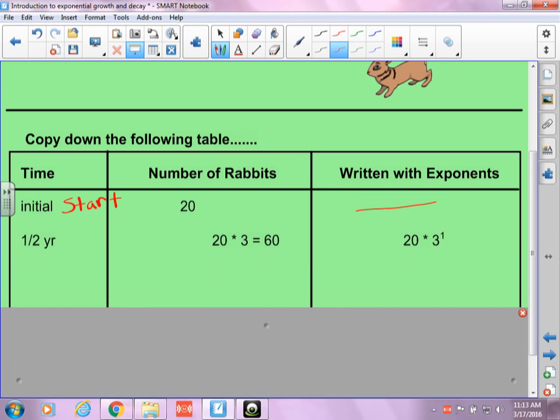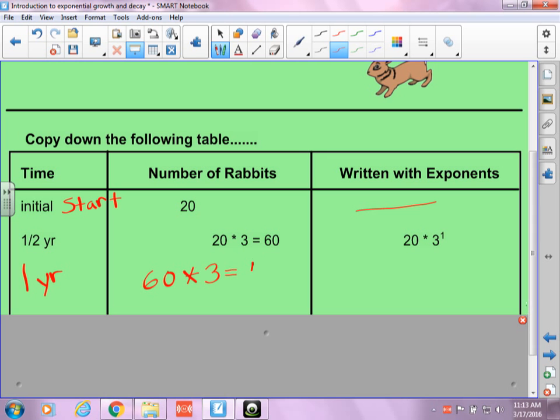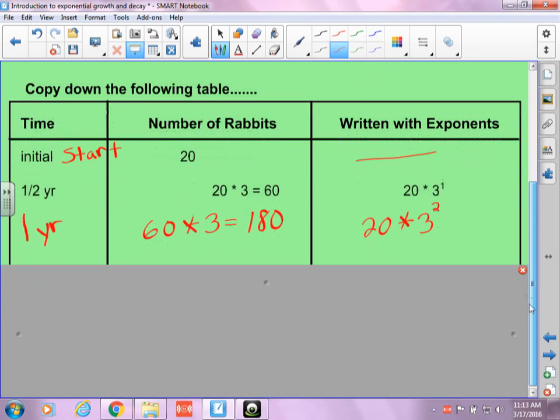Okay? Let's go on. How much time took place? 1 year. Okay? So that's 60 times what? 3. Which is 180 rabbits. Holy buckets, right? So I write that as 20 times 3 to the second power, because that's the second round, shall we say? Because we did a half a year, that was the first round. 1 year is the second round of 6 months.